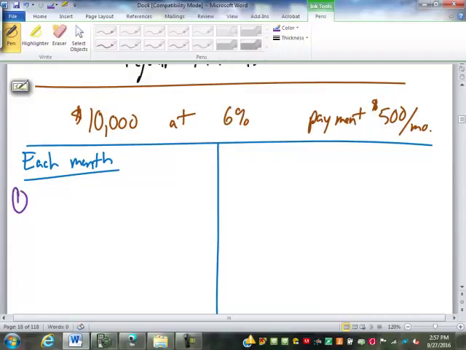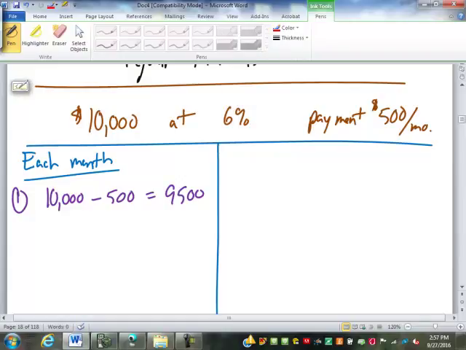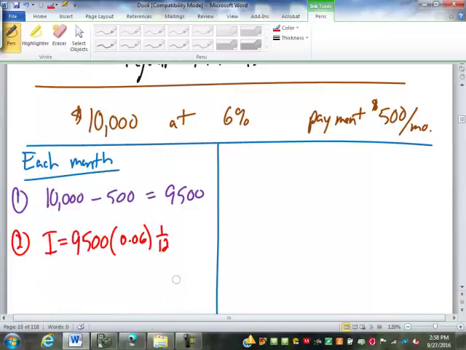So the first month, you're making the payment, $10,000 minus your $500 payment, you're at $9,500. That's why I said at the beginning of the month, because there's no interest if it's the beginning of the month. Now for the second month, before you can make your payment, they're going to add in interest. So your interest is going to be the $9,500 times 0.06 times 1/12. 1 month is 1/12 of a year. Gives us $47.50.